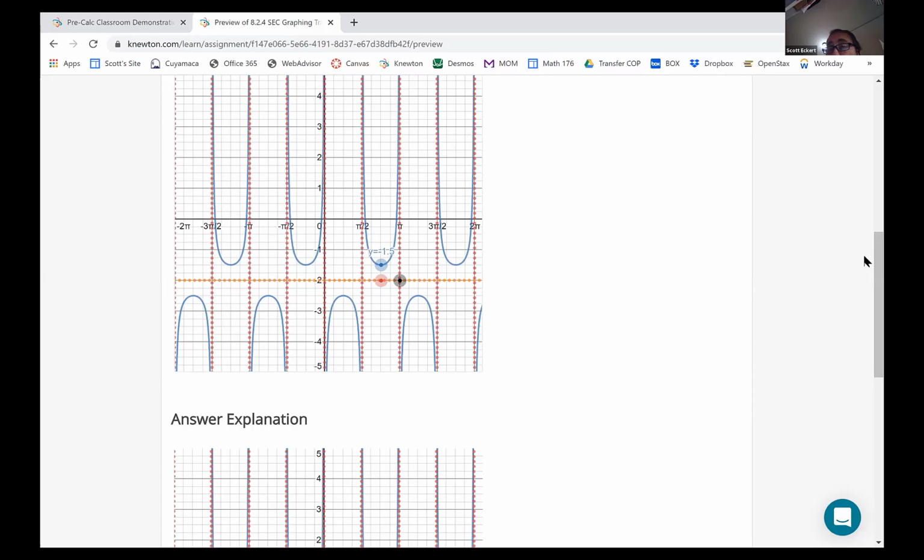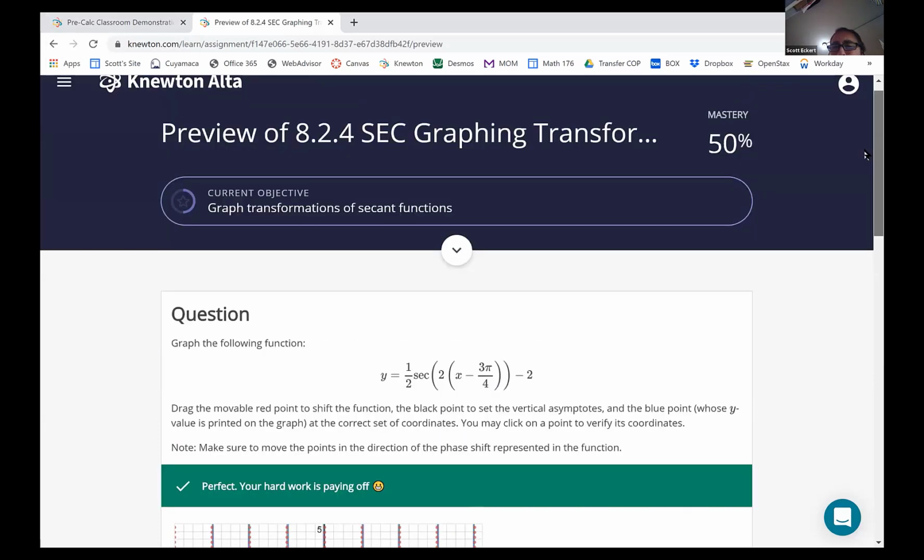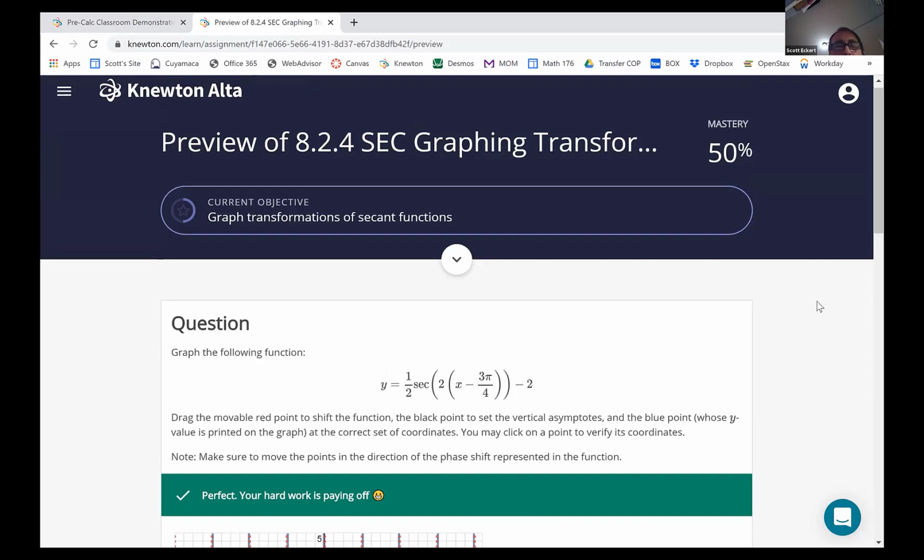You want to do one more for cosecant? Is that what you asked me? Rahid, can you repeat your question? One for cosecant, not secant, cosecant, please. Sure.